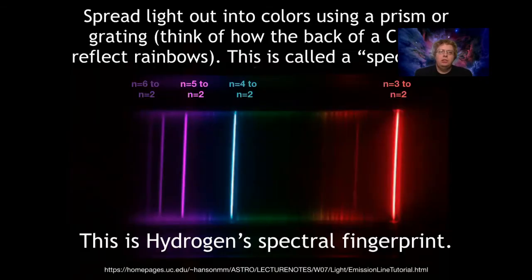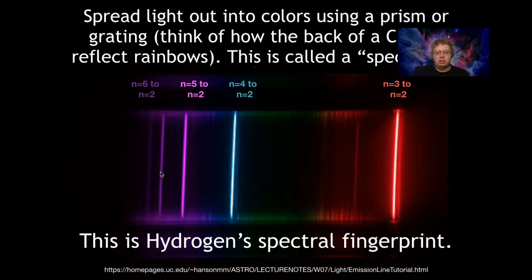So, recall from our last lecture that if you take some hydrogen gas, put it in a cell, send electricity through it, and look at the light that's produced as that hydrogen glows, and look at how much light is produced at different colors, you will produce a pattern that looks like this, where you have different bands of color corresponding to different energy level transitions from the electron in the hydrogen atoms. This is hydrogen's spectral fingerprint.